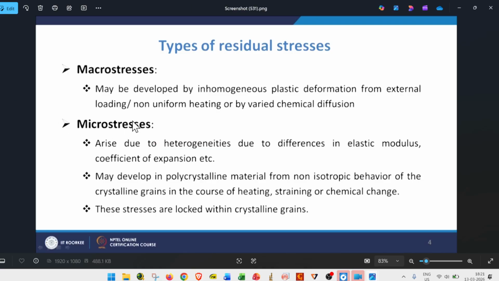Next is the micro residual stresses. This is due to the formation of different phases, if the metal has two different kinds of phases. Once the metal is heated, the two phases will have different thermal expansion and contraction. So stresses will generate because of this variation in volume. If a certain phase has more thermal expansion, it will occupy more space, but another phase with less thermal expansion will restrict it. Based on that, the stresses will generate. That is the micro stresses.